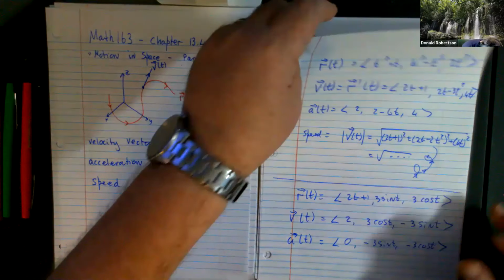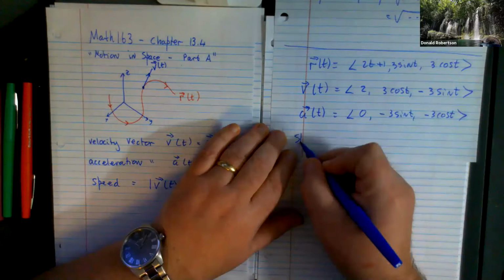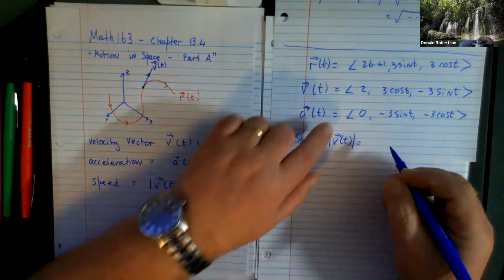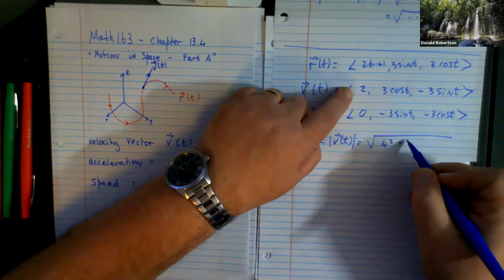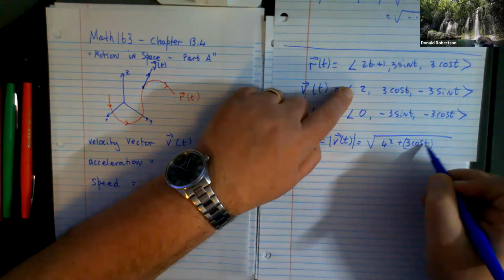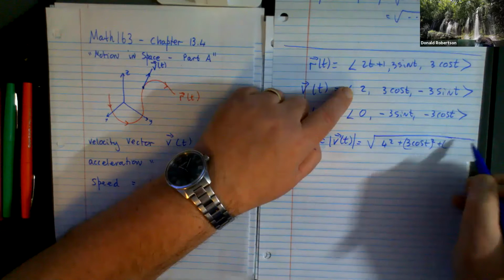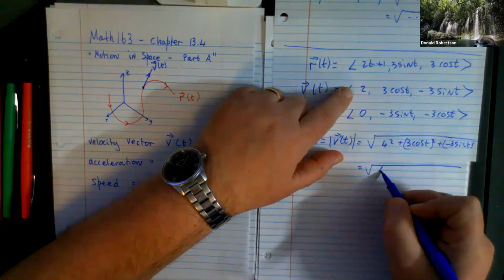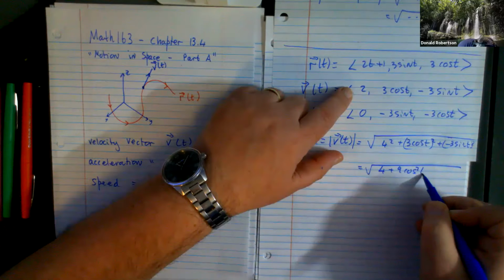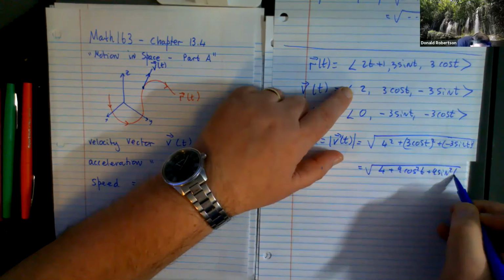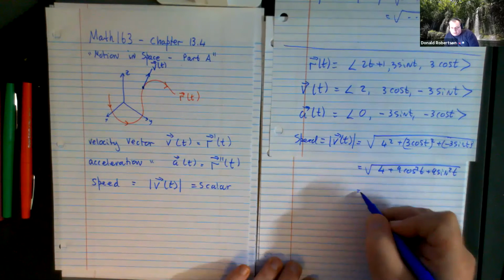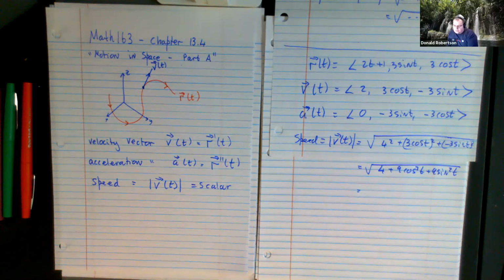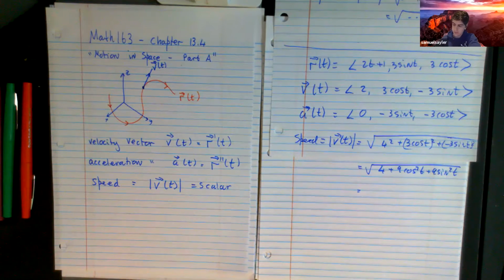And the speed is the magnitude of the velocity vector. So it's the square root of 4 squared plus 3 cosine t squared plus negative 3 sine t squared. And that's 4, that's 9 cos squareds, and that's 9 sine squareds. Do you think that's the answer, or could we do better? Do better. Okay, what could you simplify it to? Square root of 4 plus 9.